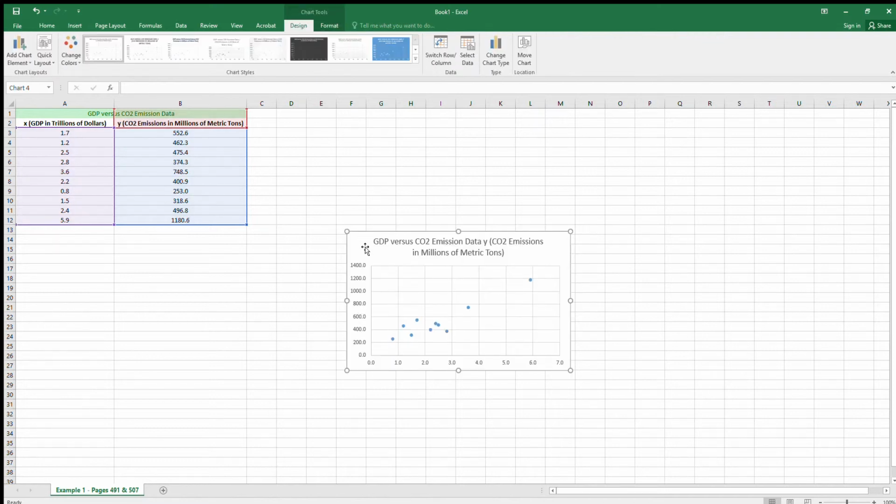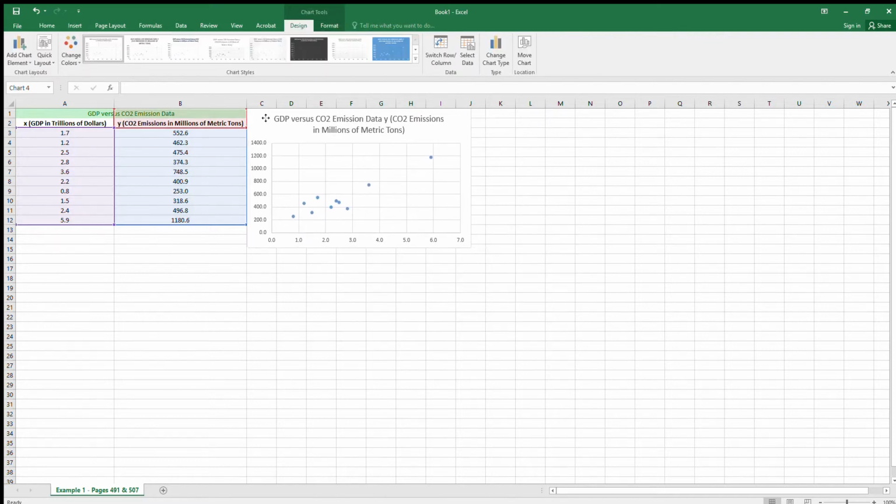I click that. Now Excel was nice enough to sort of intuit exactly which data we wanted to use to construct this plot, so it did it automatically for us. You can see it even put a title there. It did not include horizontal or vertical axis labels, but we know what those are. The horizontal axis is GDP in trillions of dollars, and the vertical axis is CO2 emissions in millions of metric tons.